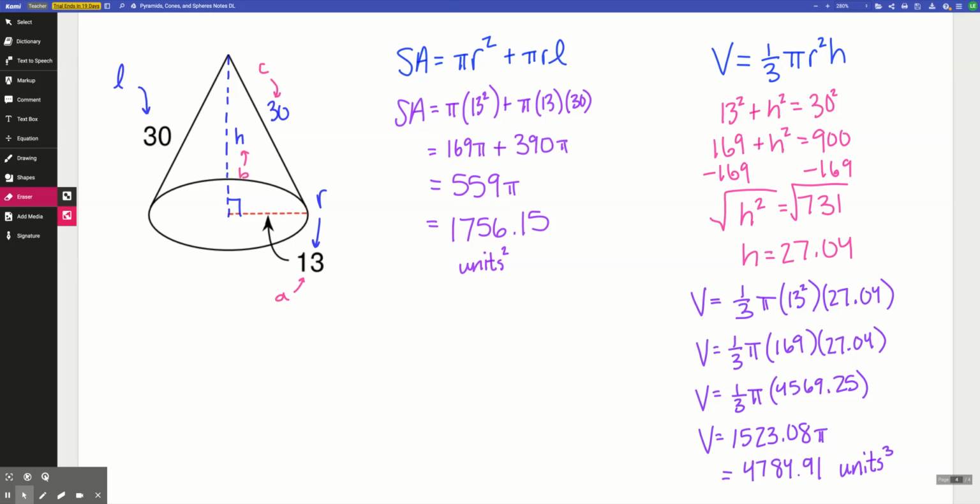Now, if you did not give units in your answer, that's totally fine. I went ahead and put units squared, just in case anybody decided to put units for this one. If I don't give you units in the problem, you don't have to give me units in the answer. I'm not going to require you to give me units in the answer.